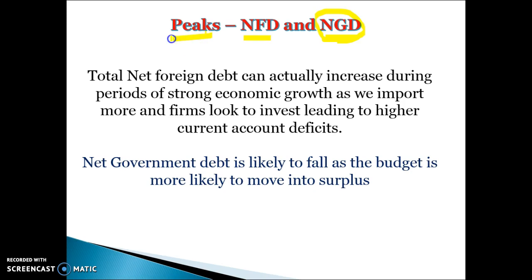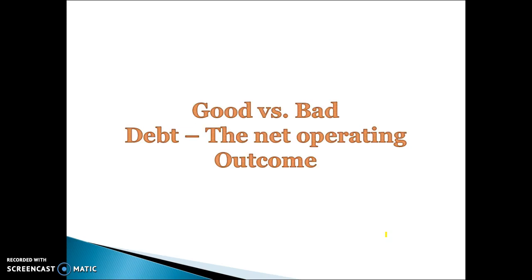So peaks are generally synonymous with reduced government debt because we run surpluses, but they can be associated with increased net foreign debt, which is very different because that includes things related to the CAD. So net foreign debt can go up during a peak because we import more, and firms look to invest and borrow money, so private sector debt often goes up when we're in a peak, but government debt generally falls. Net government debt is likely to fall in a peak, but net foreign debt can increase because of the cyclical nature of the CAD, the fact we import more. We don't necessarily export less, but we import more.